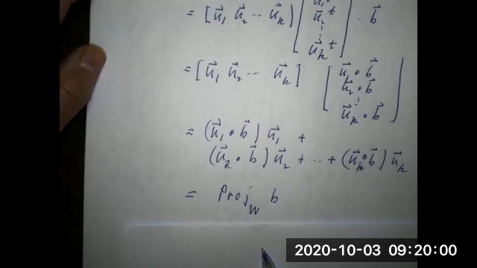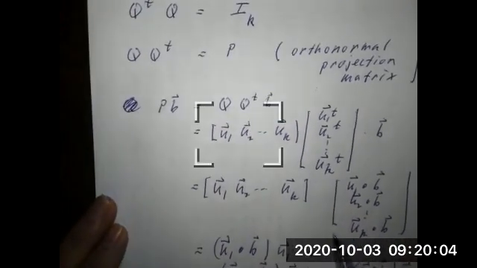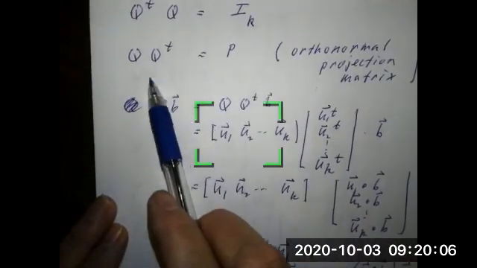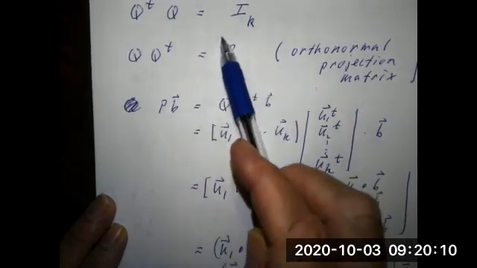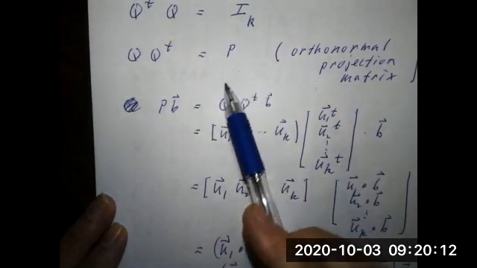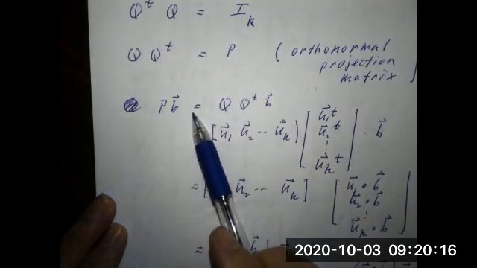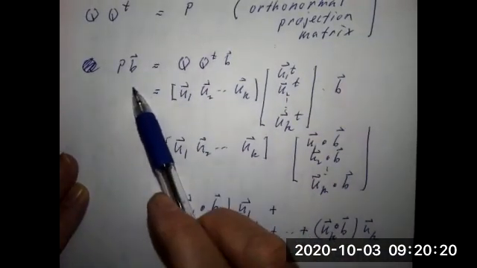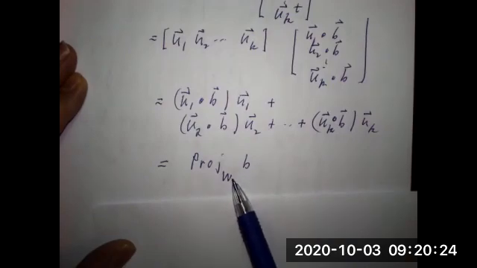So here is the upshot. Once we form our projection matrix Q times Q transpose, and that's formed using our orthonormal basis for W, we can calculate the orthogonal projection of any vector B onto that subspace by taking that projection matrix and multiplying it by B. Let's take a look at a simple example.